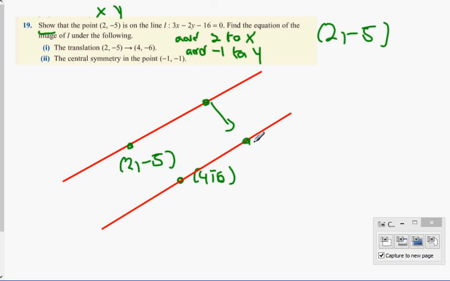So, let's say you're struggling to understand this, and you're really looking to figure out, is it the same line? What you could do is figure out another point that's on this line.